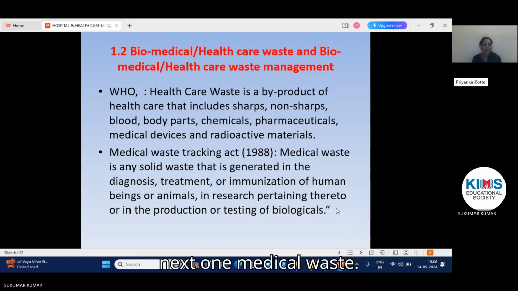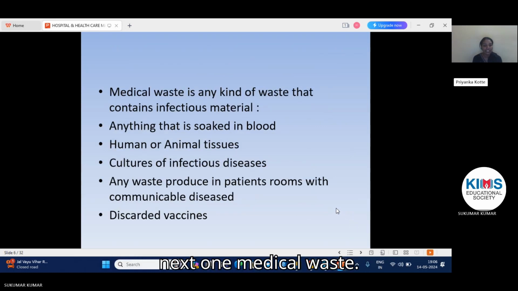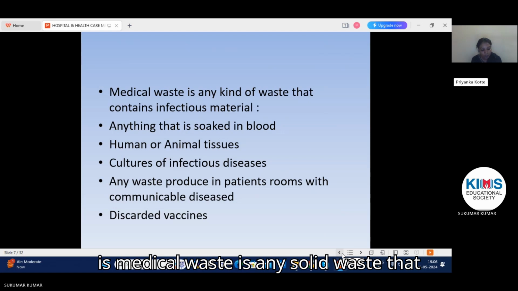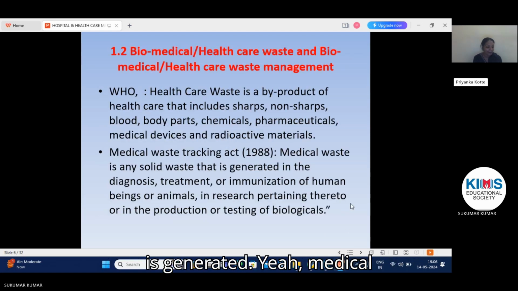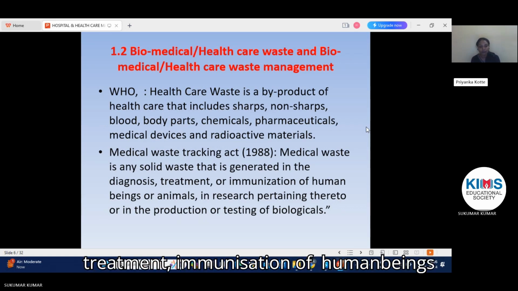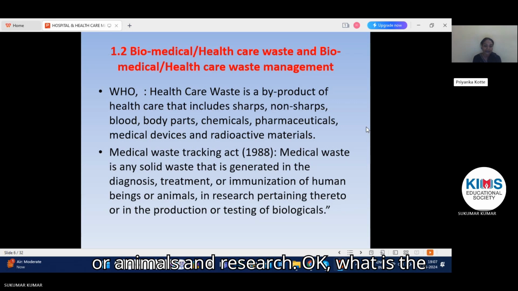Okay. Next one, medical waste. The Medical Waste Tracking Act 1988 has also given a definition: medical waste is any solid waste that is generated in the diagnosis, treatment, immunization of human beings or animals and research. Okay, what is the difference we can observe in the first definition and the second definition?